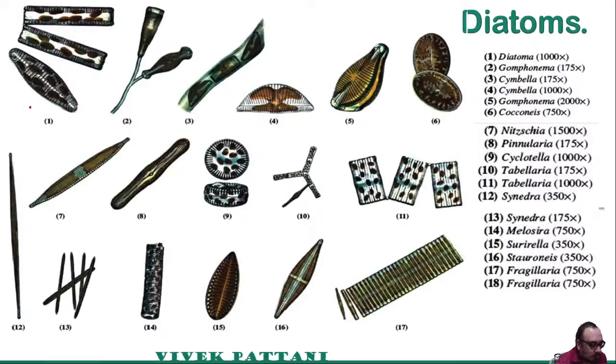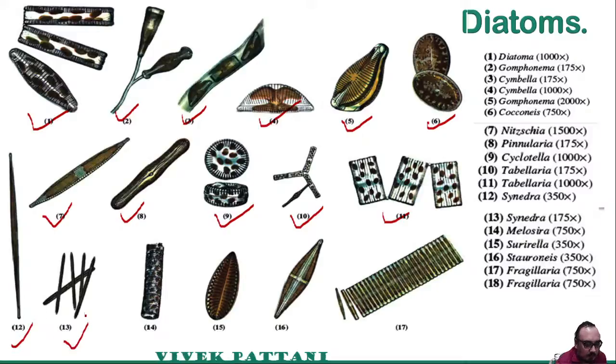Now comes the diatoms. Okay, the first one is Diatoma. Second, Gomphonema. Third, Cymbella. Fourth, again it's in Cymbella but another species. The fifth one is a Cocconeis. Seventh one is Navicula. Eighth one is Pinnularia. Ninth is Cyclotella. 10th is Tabellaria. 11th again is a Tabellaria. 12th one is a Synedra. 13th one again is in Synedra. The 14th one is Melosira.